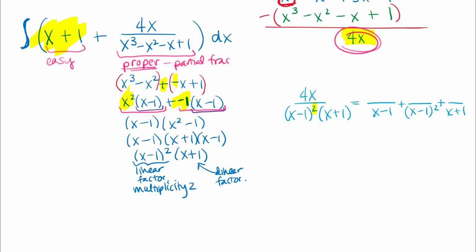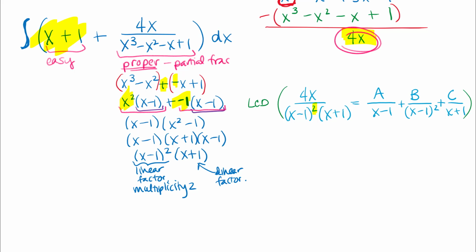Okay, and my numerators are going to just be constants, A, B, C. Even though I have that middle one with the quantity squared, that's really a linear factor. It just has multiplicity. Okay, and then we'll multiply through by that least common denominator, which is (x minus 1) quantity squared, times (x plus 1).